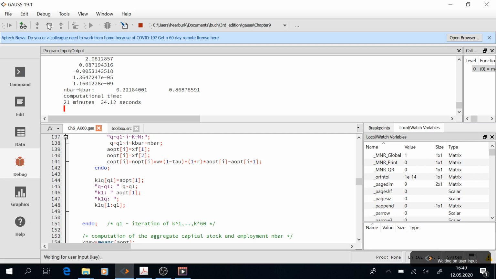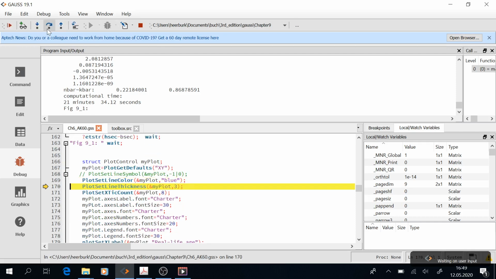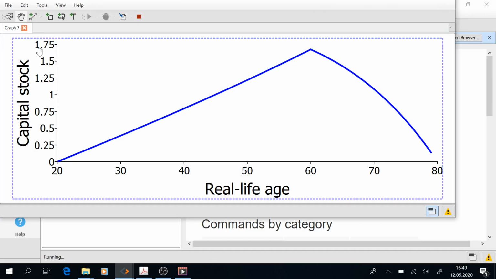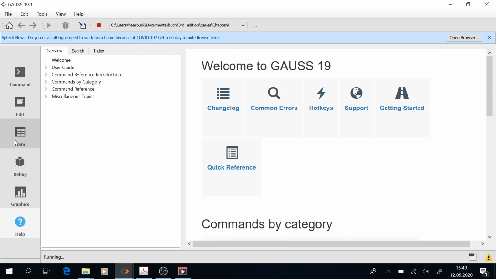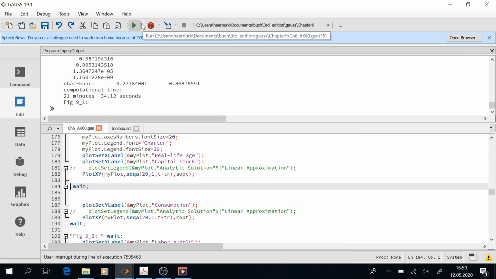And now, of course, we use the debugger here. The time is 21 minutes, but if we do not use the debugger, but let it just run through, as you've seen, it takes just a second. And then we are done and just plot our two functions here, our labor age profiles. All right. So let's stop the debugger here. The program just plots the other two functions. So we are done with the Gauss computer program chapter 6 AK60G.